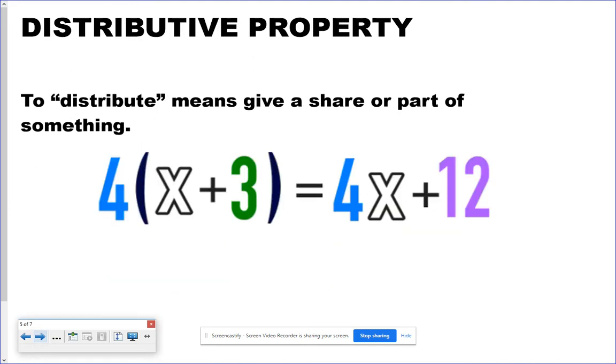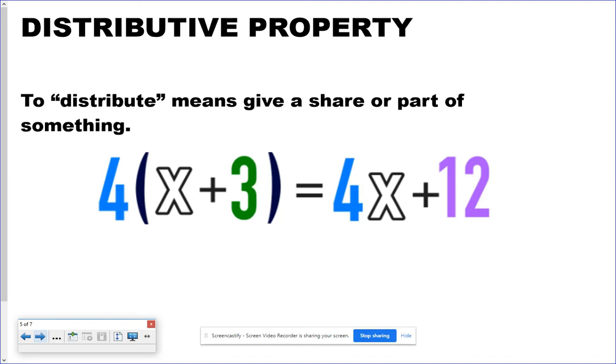Last but not least is the distributive property. To distribute means to share or part with something. Okay, so distribute, like I distribute papers, right? I'm not just going to distribute papers to one person in the class. I'm going to distribute my papers to all the students in the class.